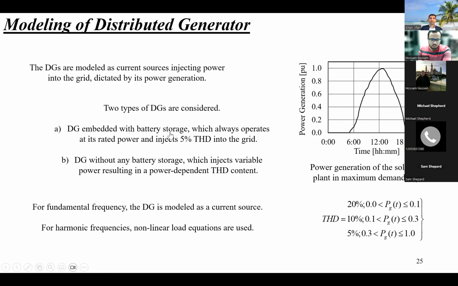So DG embedded with battery storage, if we have battery storage and DG together, which always operates at its rated power, injects only 5% of THD. However, DG without battery storage will inject variable harmonics, and those harmonics depend on this formula, 20%, 10%. So for fundamental frequency, DG is modeled as a current source. But for harmonic frequency, nonlinear load equations are used, and then it will be a contributor of harmonics.